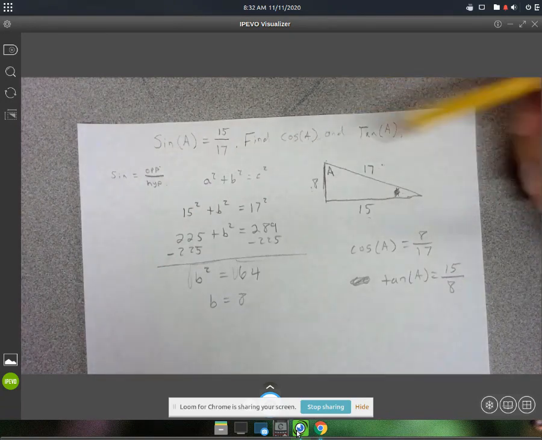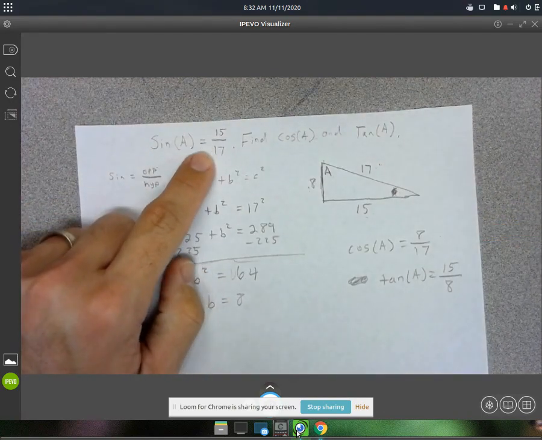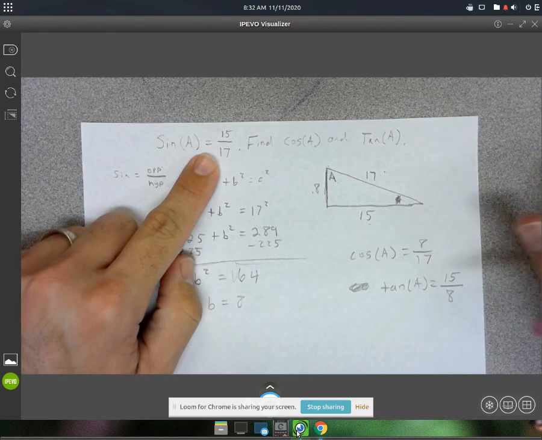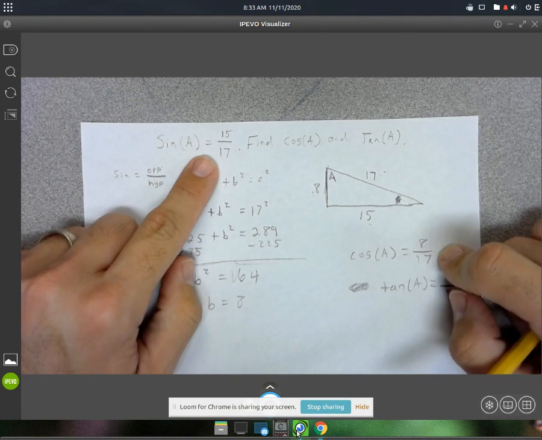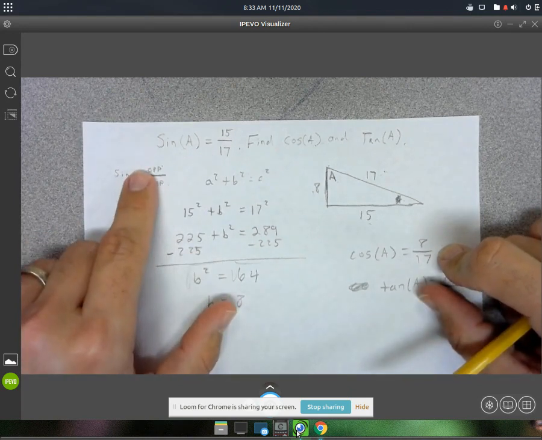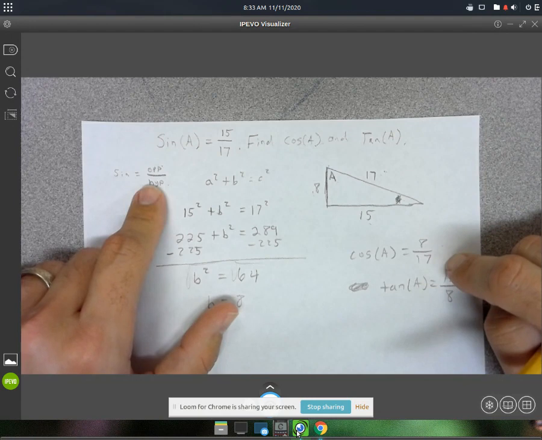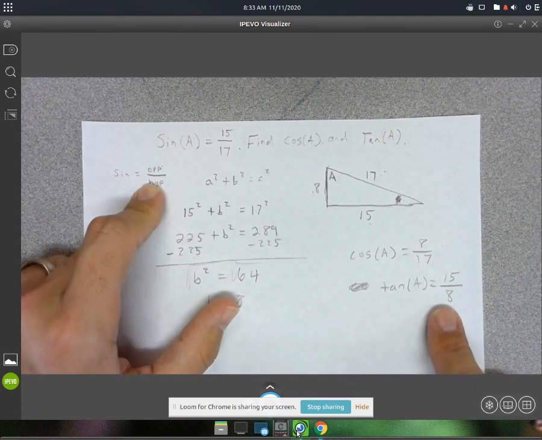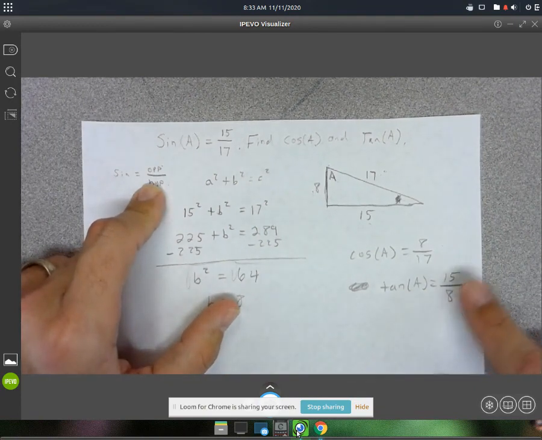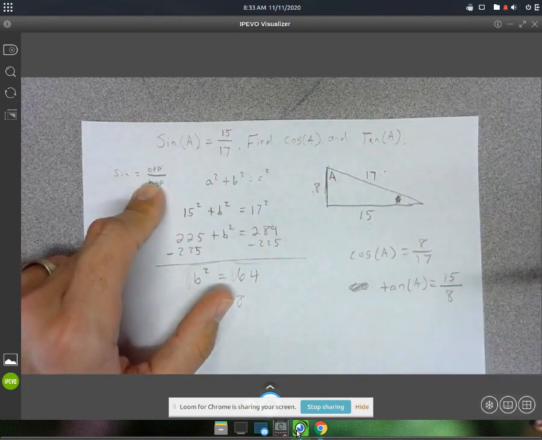One thing I want to point out here is that cosine and sine, notice they're 15/17 and 8/17. Sine and cosine are always smaller than 1, because they're always the ratio of the opposite or the adjacent over the hypotenuse, and the hypotenuse is always bigger than those. So sine and cosine are always less than 1 when you're dealing with right triangles. And tangent, sometimes it's bigger than 1, like in this example. Other times it might be smaller than 1. It just depends on which angle you're basing it off of.